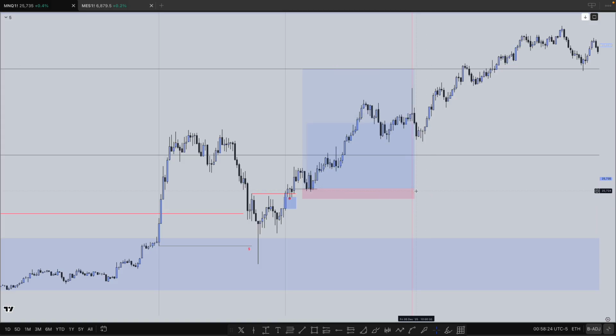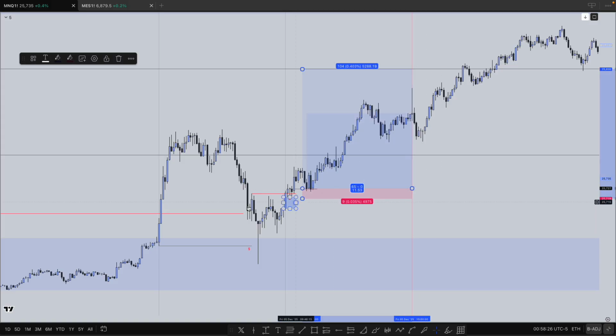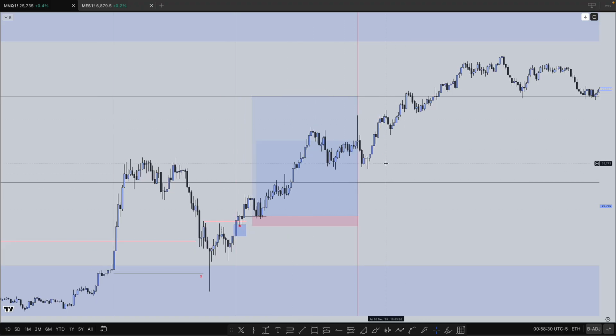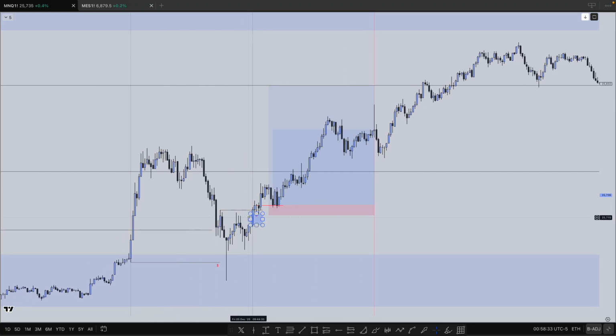So that's my journaling for today. I'll be looking at that to practice over the weekend, especially over the break in December. And you can expect me to execute many of these A plus models in 2026.